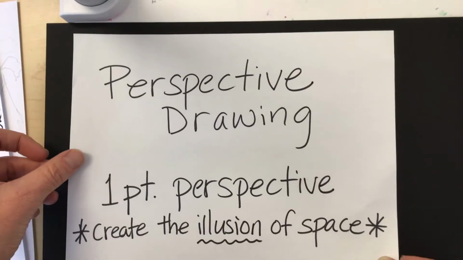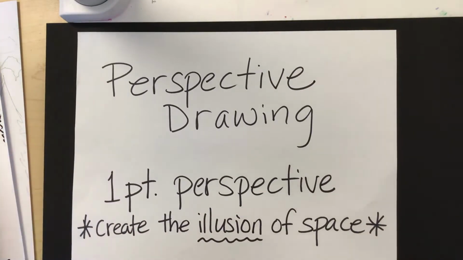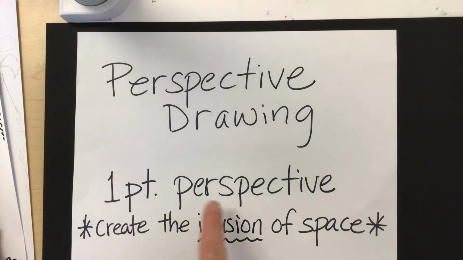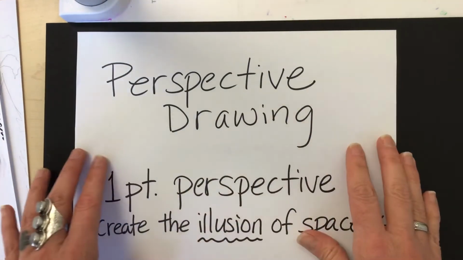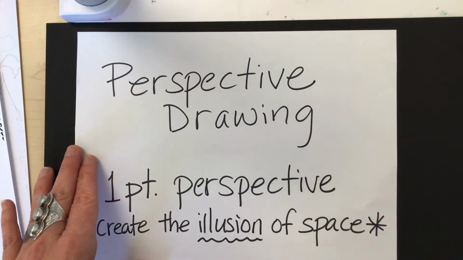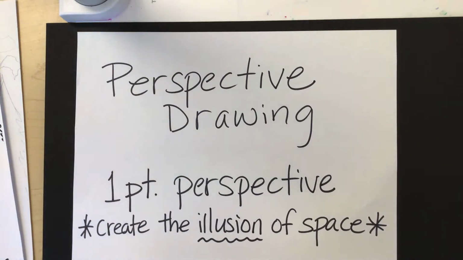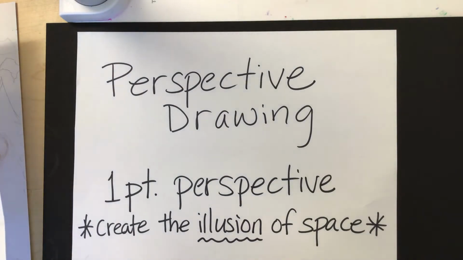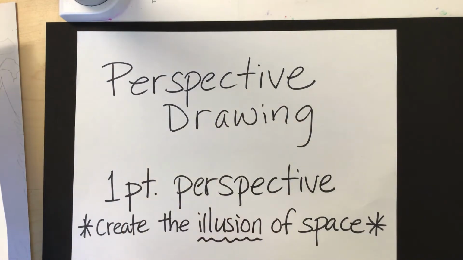All right, so let's talk about what we learned last week. Last week, we were talking about something called perspective drawing, and in particular, one-point perspective drawing. So in a perspective drawing, you are creating the illusion of space, like things are closer to you and things are farther away. Typically in art, we are working on a flat surface, which is only two-dimensional. It has length and width. It doesn't have depth. We are creating that feeling of depth by using one-point perspective.